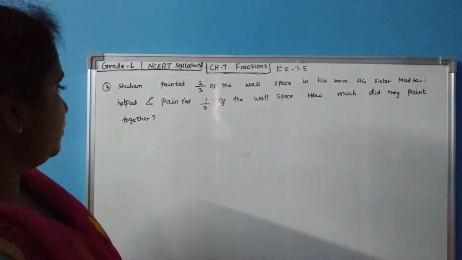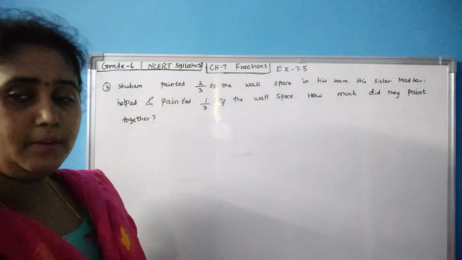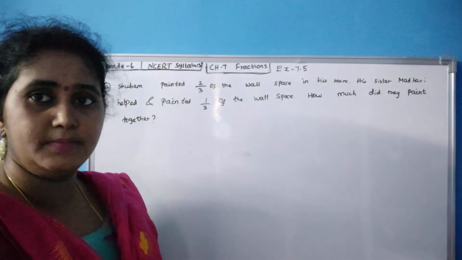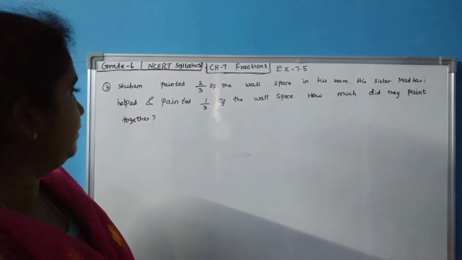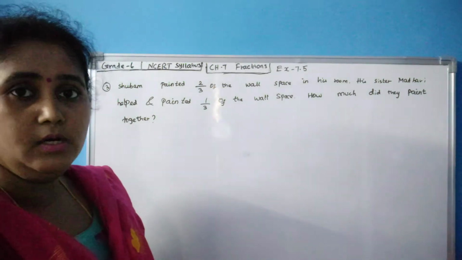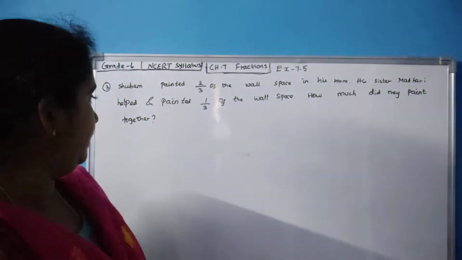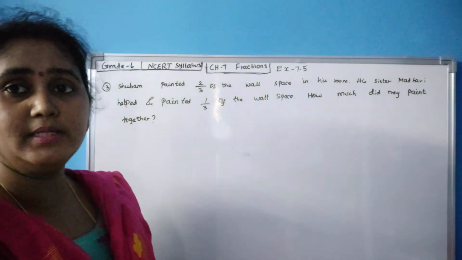Shubham painted 2 by 3 of the wall space in his room. His sister Madhavi helped and painted 1 by 3 of the wall space. How much did they paint together?